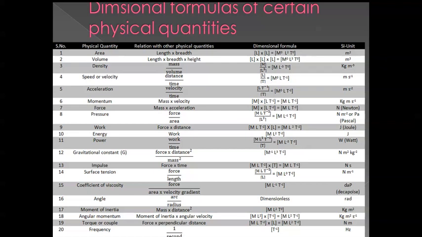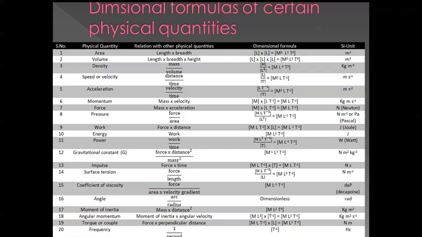But the unit is different. Meter square is the unit. Next, volume. Length into breadth into height, L into L into L, L cube. Density, mass by volume. The dimension formula for mass is capital M, and the dimensional formula of volume is L cube. So M by L cube, M L power minus 3 T power 0, is the dimensional formula of density.